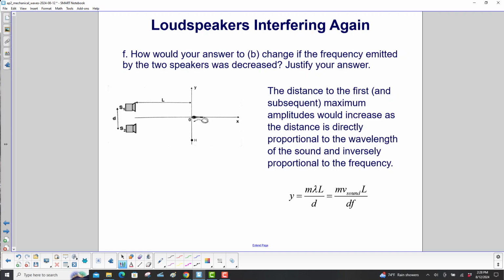How would your answer to B change if the frequency emitted by the two speakers was decreased? The distance to the first and subsequent maximum amplitudes would increase as the distance is directly proportional to the wavelength of the sound and inversely proportional to the frequency. So here's the equation we've been dealing with. You replace lambda with velocity over frequency. And what have we done here? We've decreased frequency, so that means y will increase.